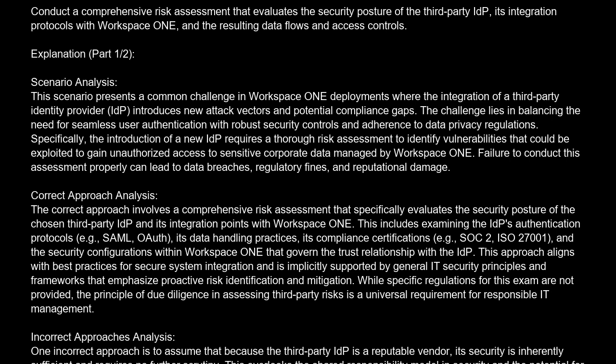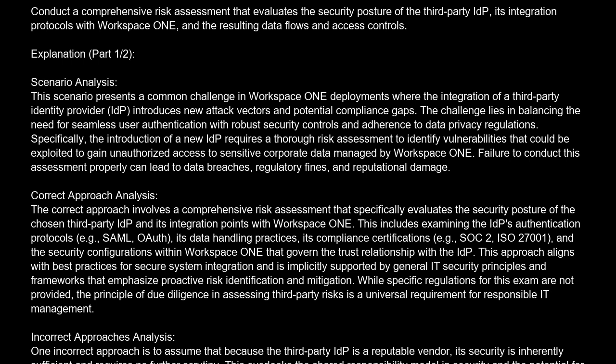The challenge lies in balancing the need for seamless user authentication with robust security controls and adherence to data privacy regulations. Specifically, the introduction of a new IDP requires a thorough risk assessment to identify vulnerabilities that could be exploited to gain unauthorized access to sensitive corporate data managed by Workspace ONE. Failure to conduct this assessment properly can lead to data breaches, regulatory fines, and reputational damage.